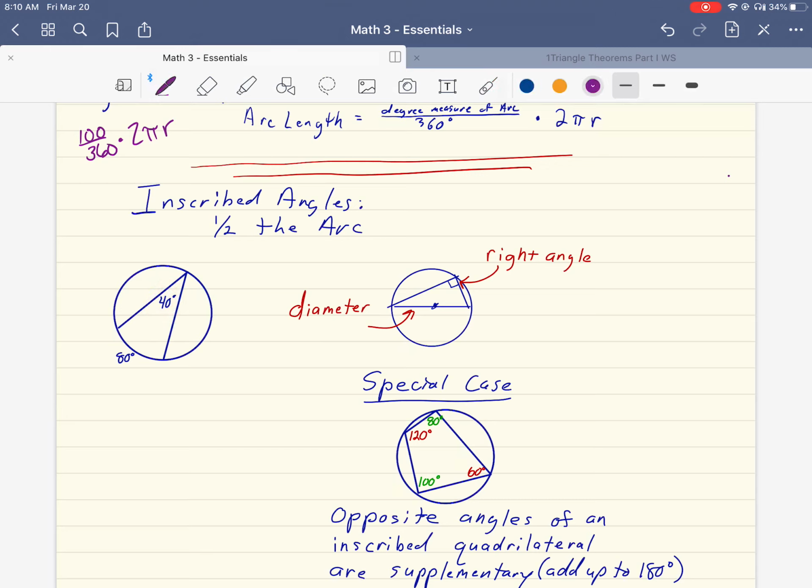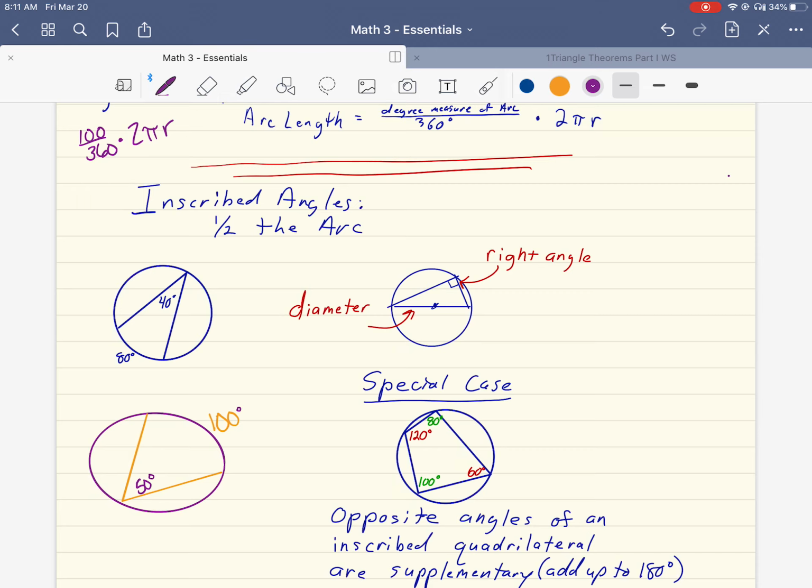If we draw another one, that wasn't a very good circle, but that's okay. If, say, my arc is 100, this angle has to be half of this. So what is half of 100? 50. So this would be 50 degrees. Make sure I put my degrees.